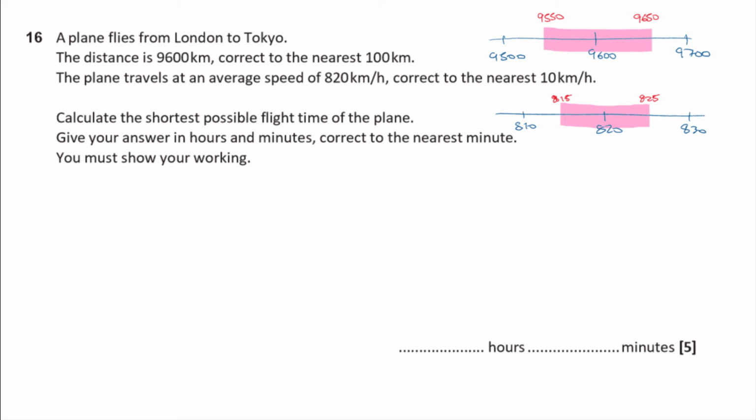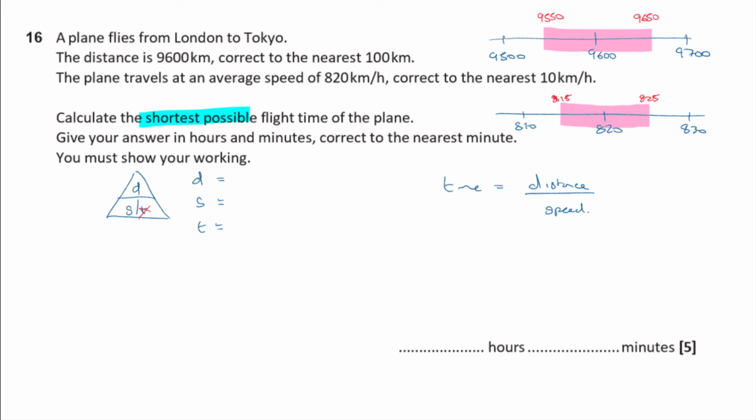Okay, right, so calculate the shortest possible flight time. So this is a distance, speed, time problem, isn't it? So I'm going to draw my distance, speed, time triangle. So what is the distance, what is the speed, what is the time? Okay, now I want to know the time, don't I? So my calculation is for time, and time is equal to distance divided by speed.